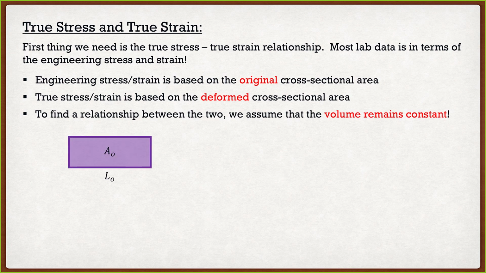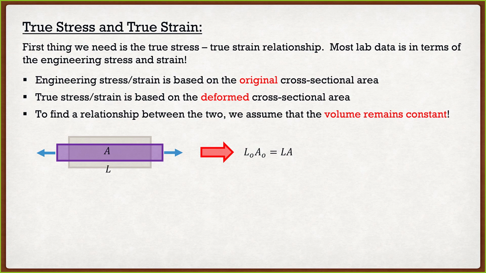So let's say that we have our bar right here. It has an original length L naught and a cross-sectional area A naught. So this is, again, its original length. And then I pull this bad boy. Now that cross-sectional area has decreased and becomes A, and the length has increased and becomes L. Now, since we're assuming constant volume, we have this relationship right here, where L naught times A naught is equal to L times A. So the original length times the original area is equal to the current length times the current area. So I'm going to modify that a little bit so that we have an equation for our current deformed area.